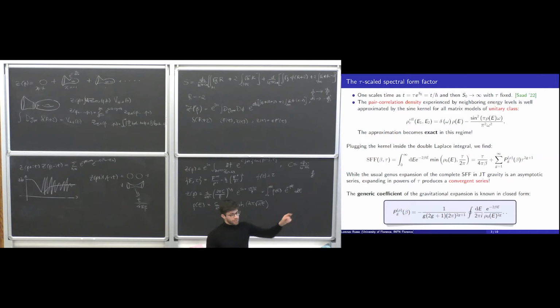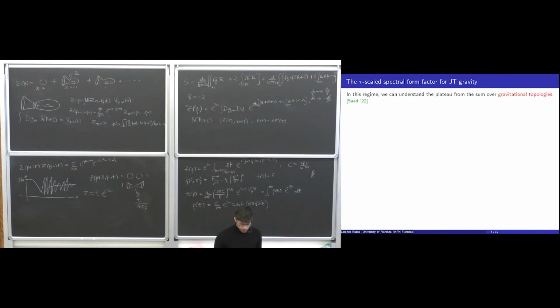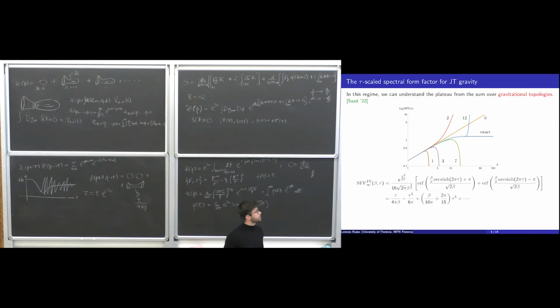Actually, this expansion looks like the topological expansion from the gravitational side, because once you recall what tau is, tau is t e to the minus s naught, all those terms closely resemble the contributions of the topologies in the gravitational expansion with higher and higher genus. And this is exactly what you get. Actually, you can understand the plateau in this regime directly from the sum over the gravitational topologies.